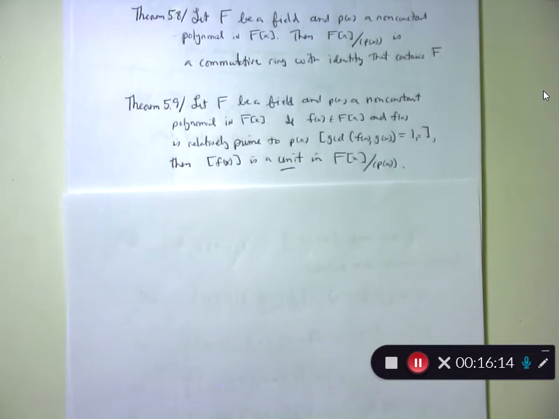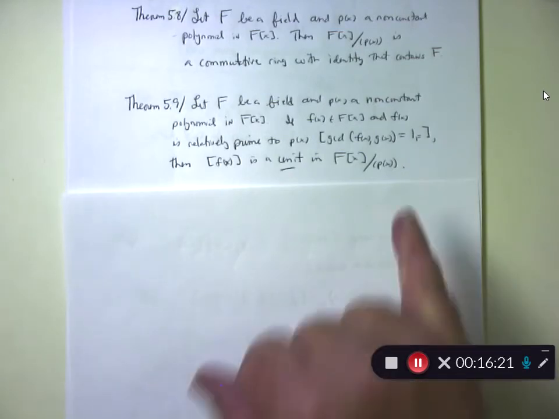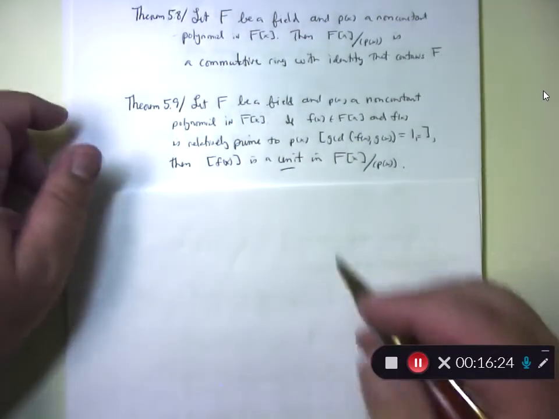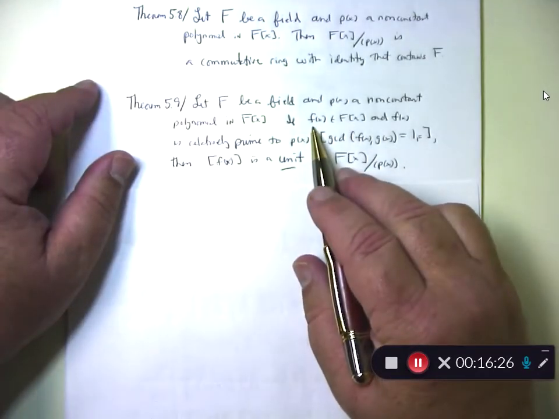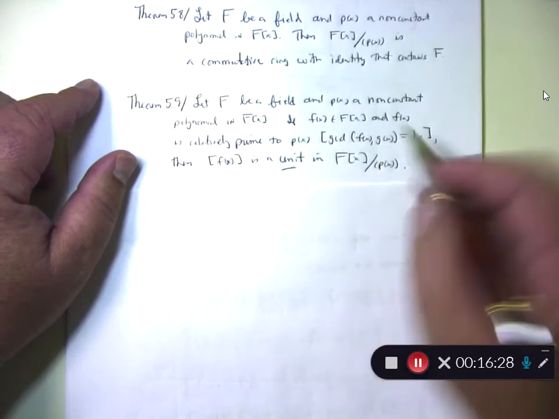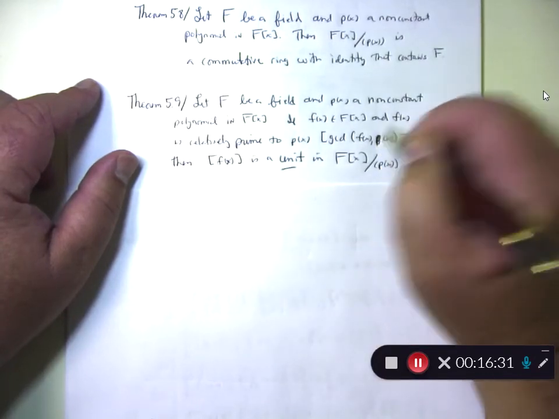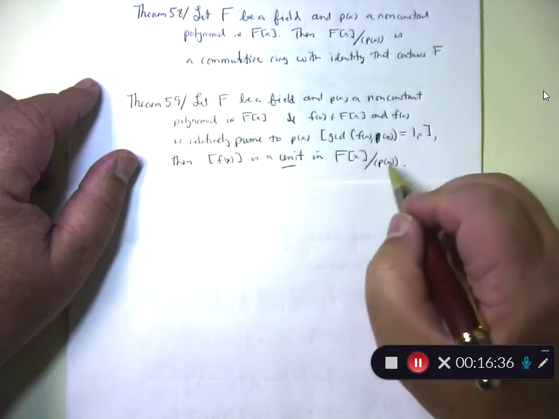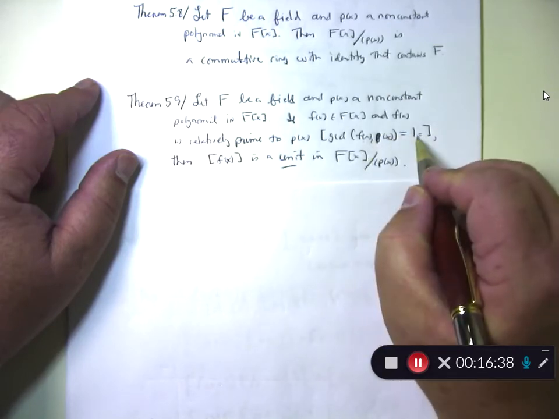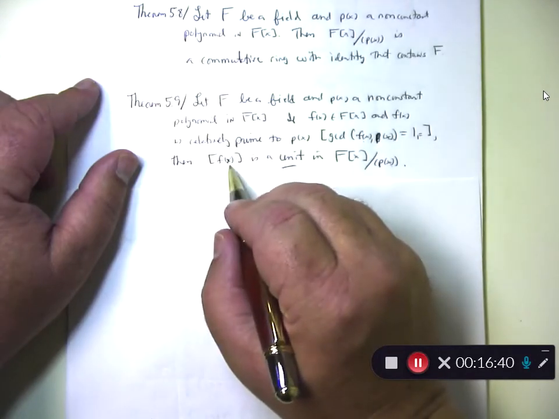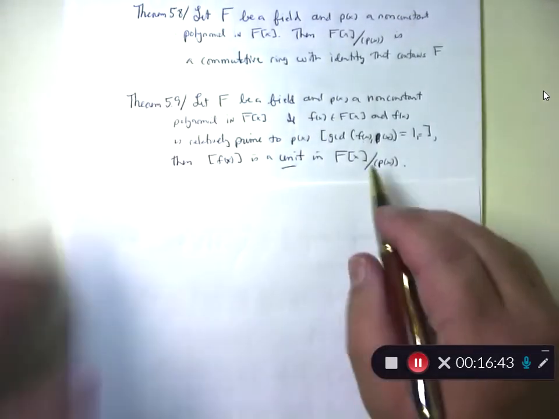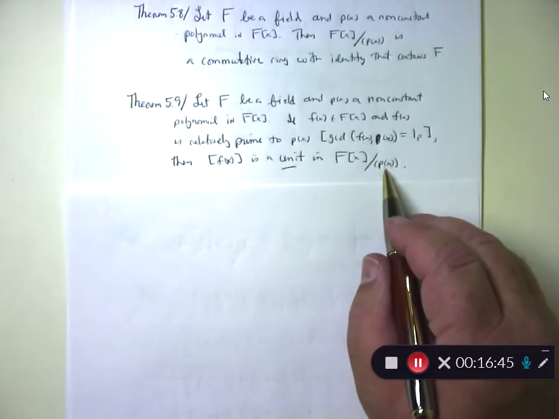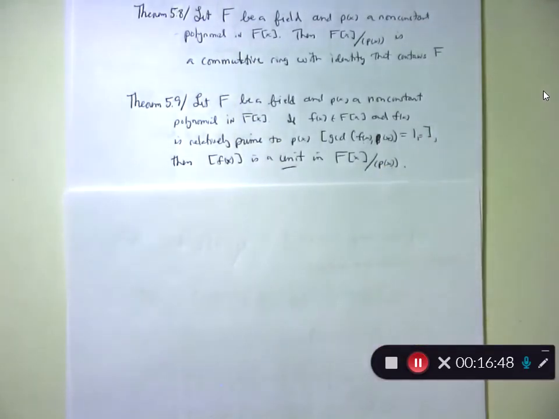So if you have a bunch of zero divisors within your ring, don't worry, you could still have some possible units. The units are going to be, you look at the GCD of f(x) and p(x), the one you're modding out by. If they're relatively prime to each other, then the equivalence class of f(x) is going to be a unit in F adjoin x modded out by p(x). If you're relatively prime to what you're modding out by, you're going to be a unit.